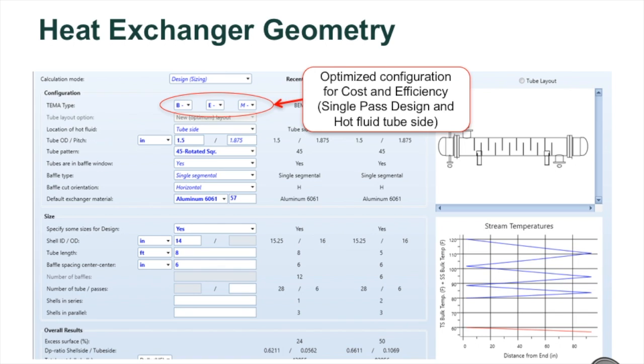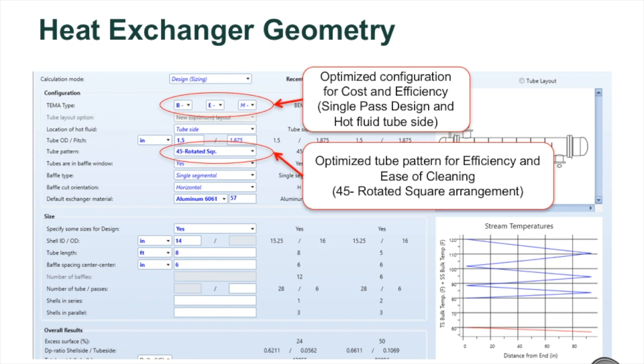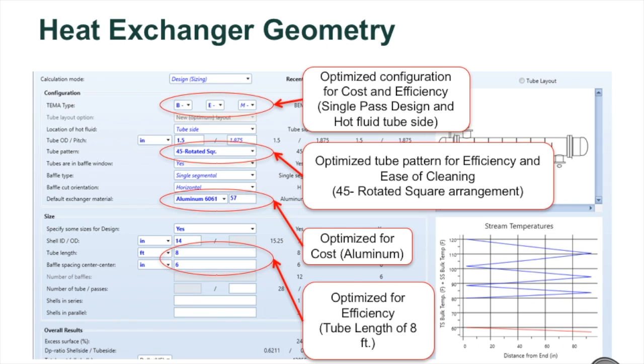Shell and tube heat exchangers are mostly divided up into three main parts: the front head, the shell, and the rear head. For our configuration, we chose to go with a BEM structure because it is very easy to clean and is low cost. Next thing we needed to optimize was the tube pattern. We chose a 45 rotated square arrangement because it is also easy to clean and is a very efficient process. We also wanted to use aluminum because it is a cheap material but will still be good enough for our heat exchanger, so we'll save a lot on cost.